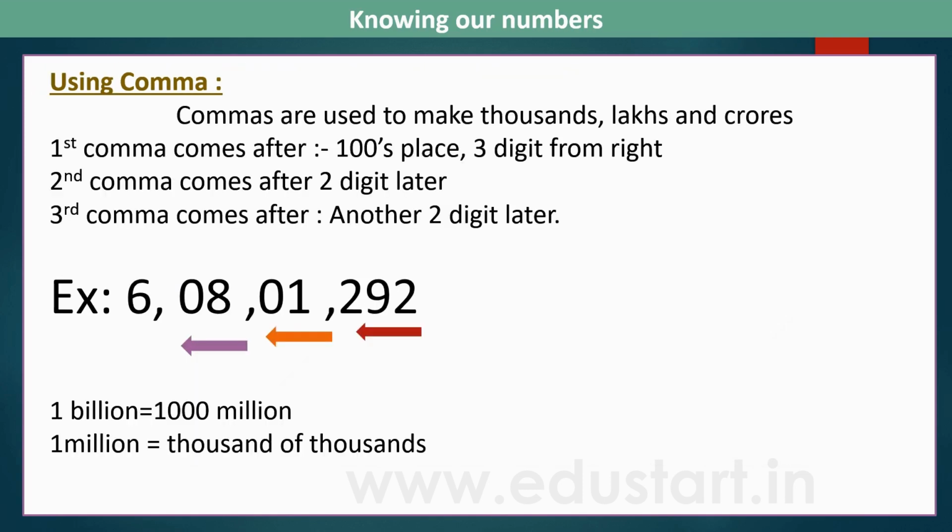Now let's use commas. Commas are used to mark thousands, lakhs and crores. So what is the rule? First comma comes after the hundreds place, 3 digits from the right. Second comma comes after 2 digits more. So here 3 digits gone, then comma, then another 2 digits. Third comma comes after another 2 digits. So 3, 2 and another 2 digits.